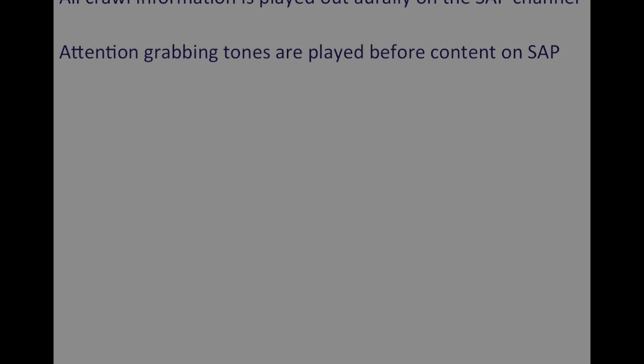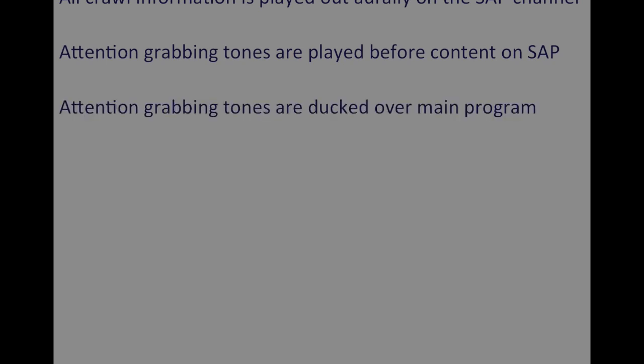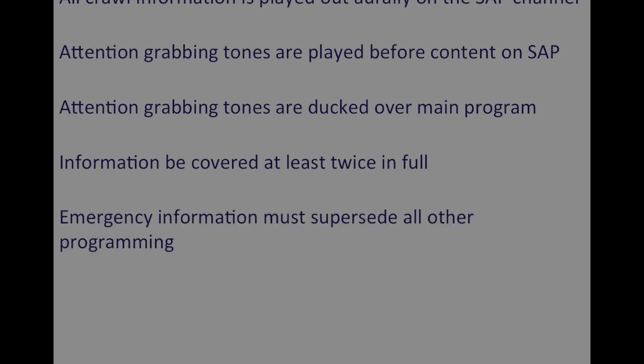You also need to have attention-grabbing tones that are played out before the text-to-speech audio is aired on the SAP. And you have to duck in tones over the main program to alert the listener that there's important information coming in on the SAP channel. The text-to-speech information should be covered at least twice in full. The emergency information must supersede all other programming.